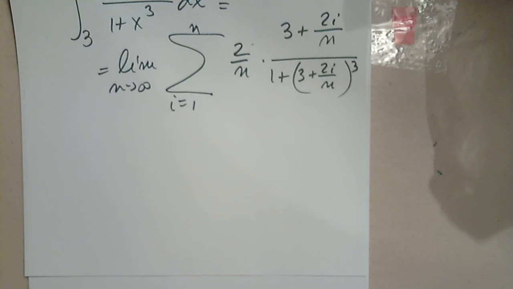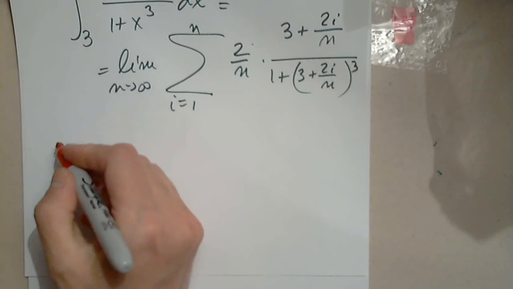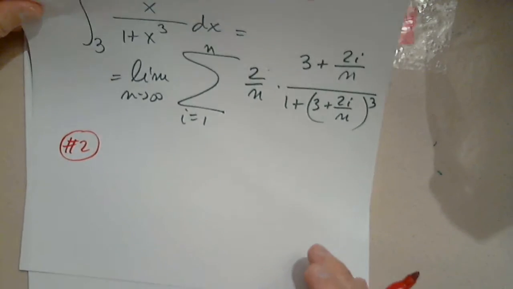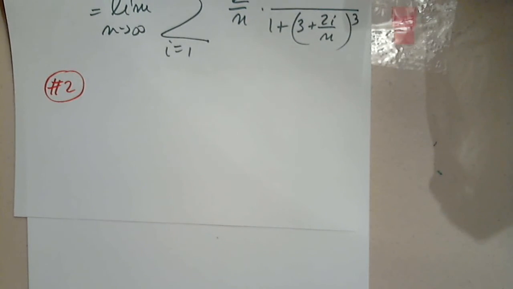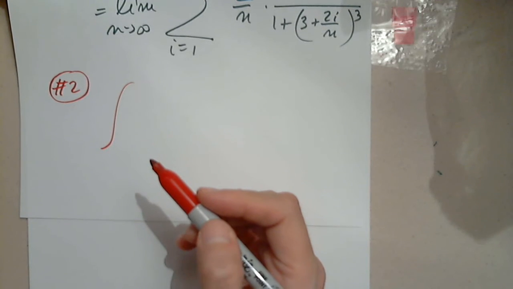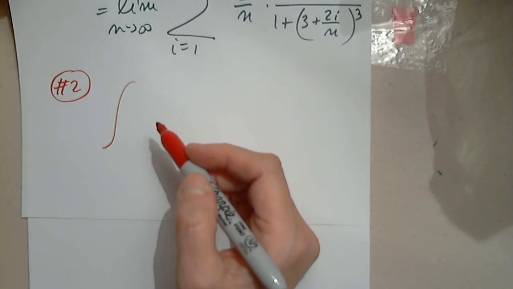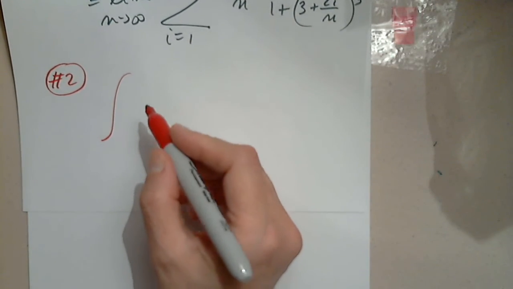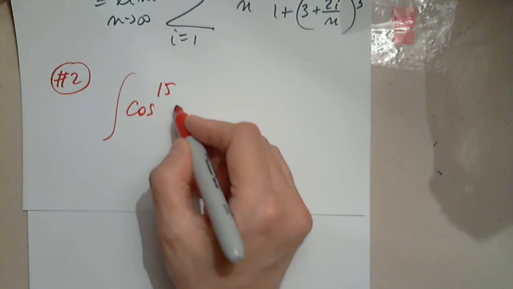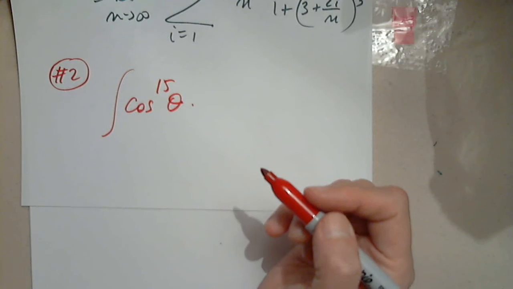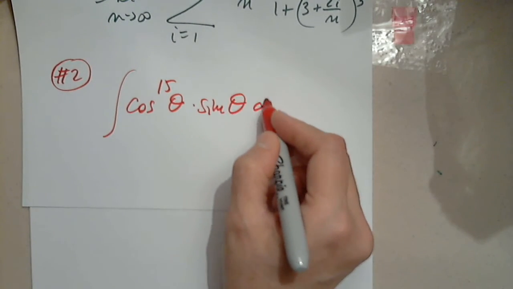Maybe something like number 2. Number 2, yeah. Can you give us yours? Sure. So it's, I guess, the integral of cosine theta to the 15th times sine theta d theta.